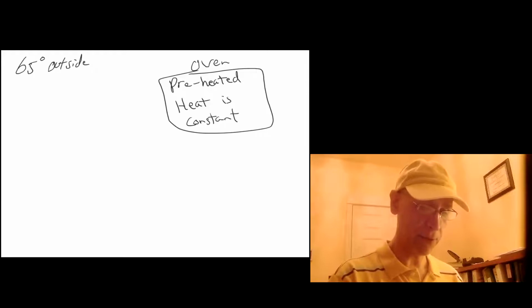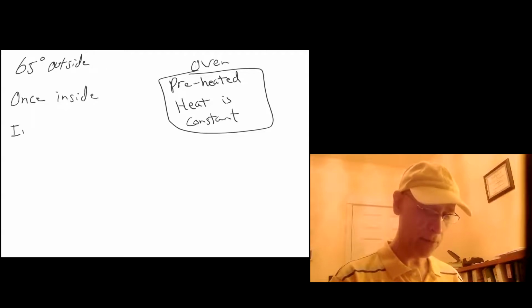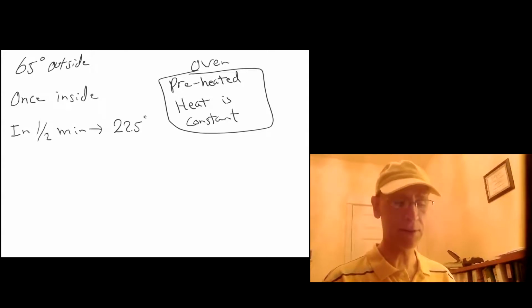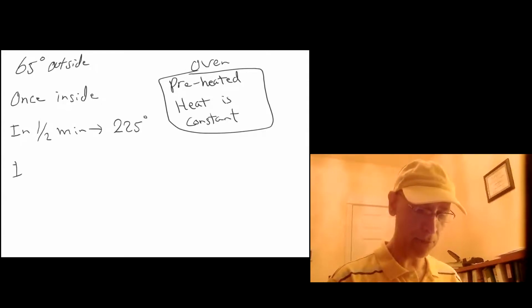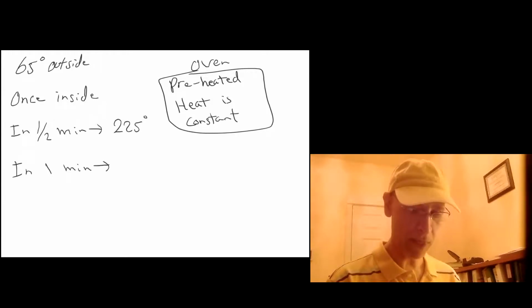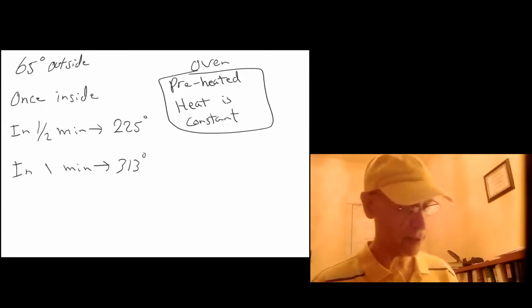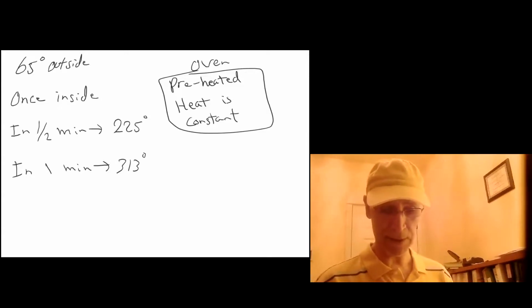And once you place it inside, in half a minute, it is reading 225 degrees. And in 1 minute, it is reading 313 degrees. Well, let's find out how hot the oven is. Okay.